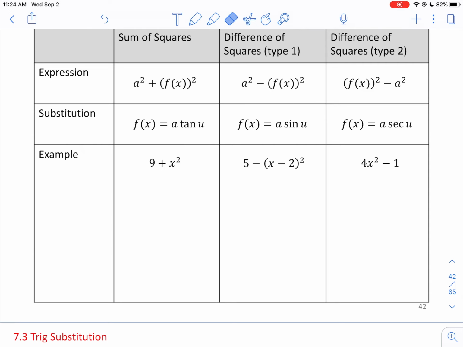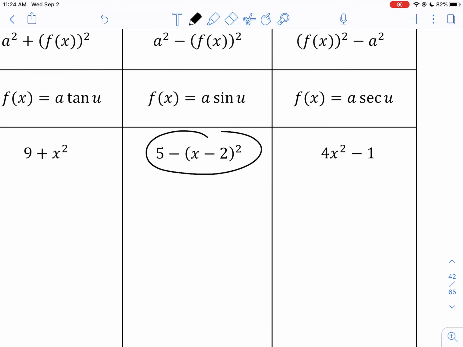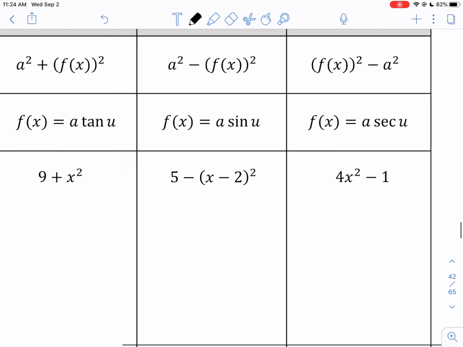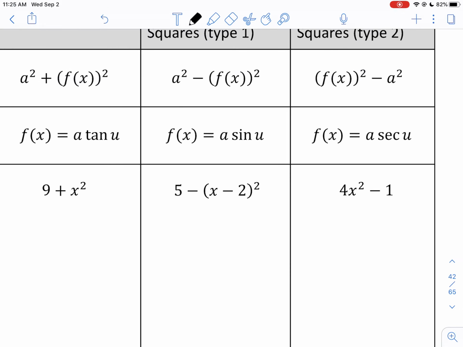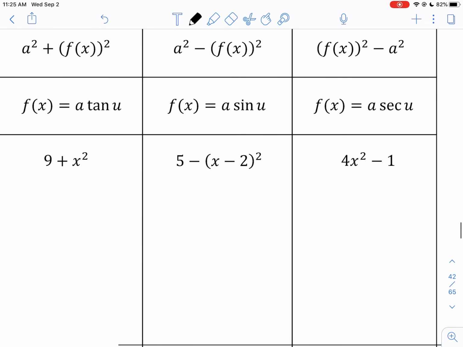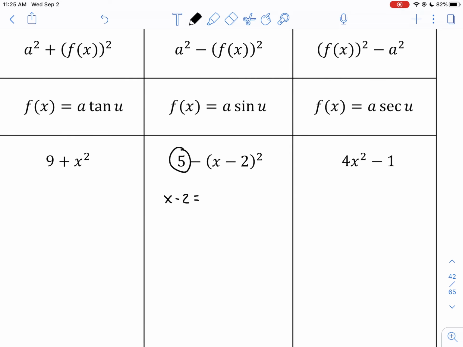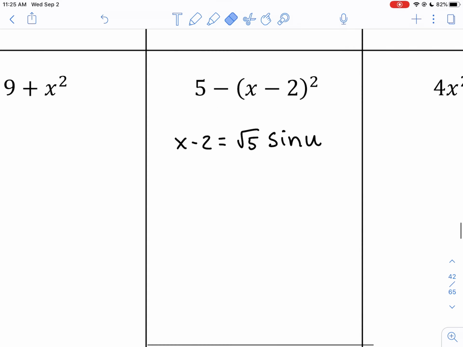So as another example to illustrate this, this problem right here. If I have 5 minus x minus 2 squared, and I want to do a trig substitution on this, I would identify what the function is that's being squared. That's x minus 2. So I would say, okay, let x minus 2 equal, then I want it to involve a sine, and then with an a in front, where a is the square root of whatever number is in front of the subtraction. In this case, that's a 5. So think of that 5 as the a squared. Therefore, the a would be its square root. So I need a radical 5 in front of this sine u. Okay, this is what you would do as a substitution.